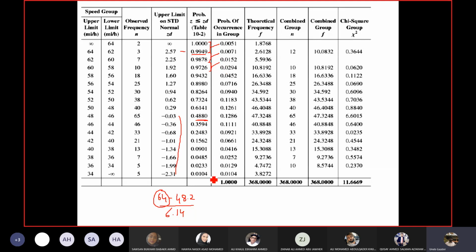And obviously, when you come to this point, there's no value after this one. So the last value will be just repeated, because there's nothing to take the difference with, right? So this is how you calculate the probability in each group.